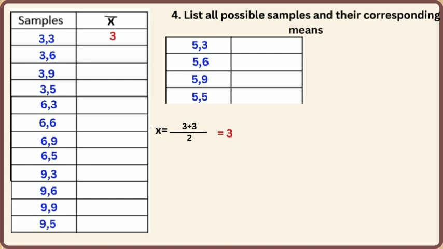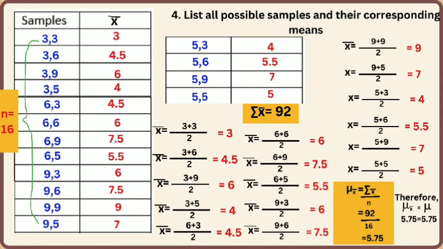So 3 plus 3 all over 2, since duha ra man na sila ka value, so 3 plus 3 over 2, that would give us the answer of 3. So same process, we have 3 plus 6 over 2, and that would give us the answer of 4.5. After getting all the corresponding means of each sample, isum up nimo na siya.